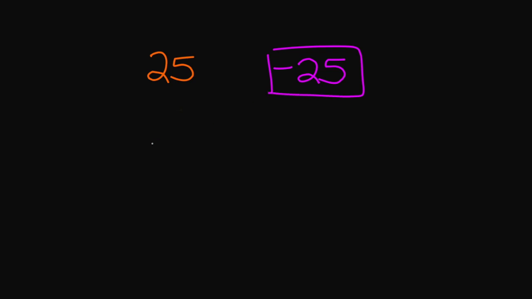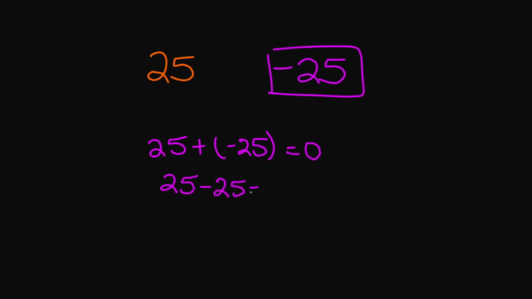What about the number 25? What is the opposite of 25? The opposite of 25 is going to be -25. The reason why is because 25 plus -25 is going to equal 0. And if you continue solving, 25 minus 25 is going to equal 0.